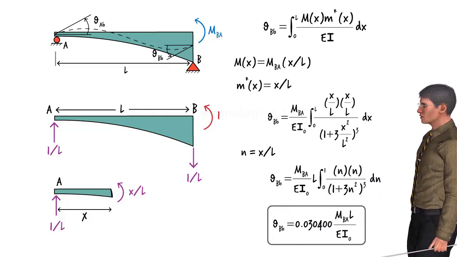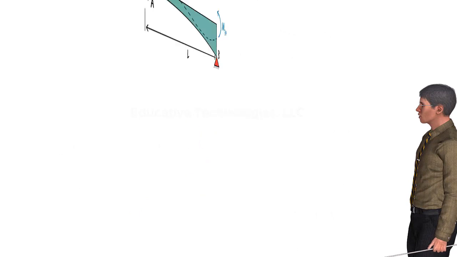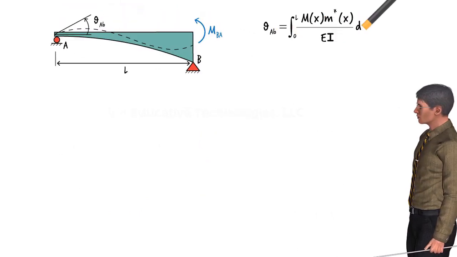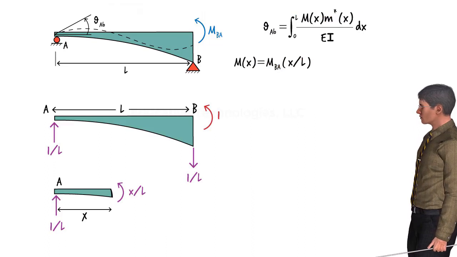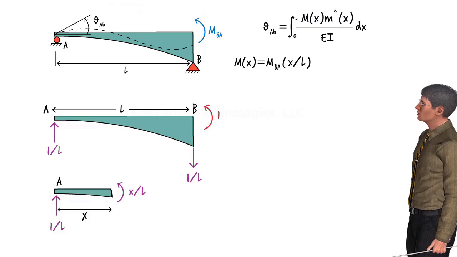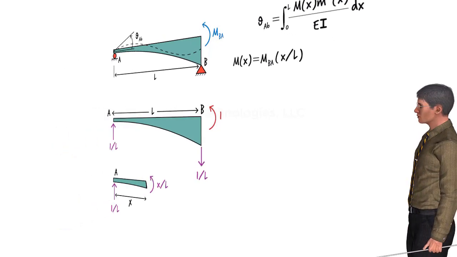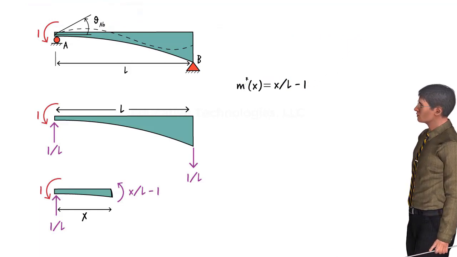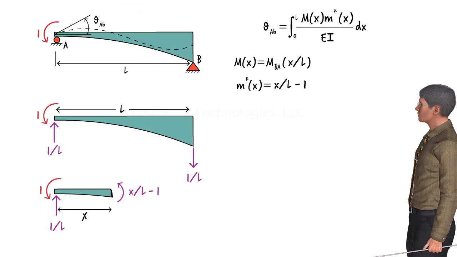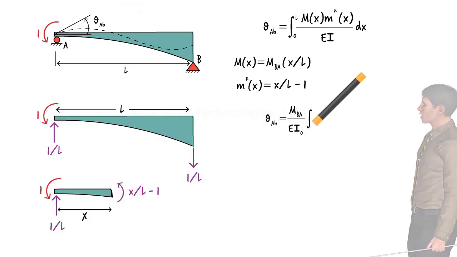To determine the rotation of the other end of the beam, we start with a general virtual work method equation. We already have computed mx, bending moment equation due to MBA. To determine m star x, we place a unit moment at A in the direction of theta AB. Then we write the moment equation for the beam. So, the equation for calculating theta AB can be written in the expanded form like this.